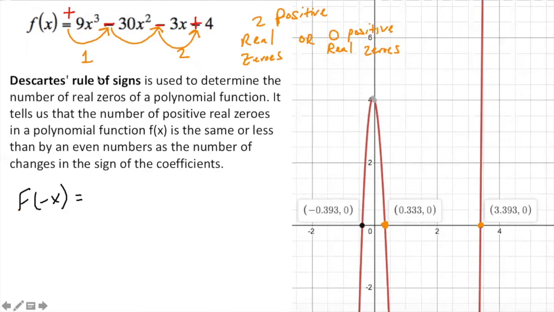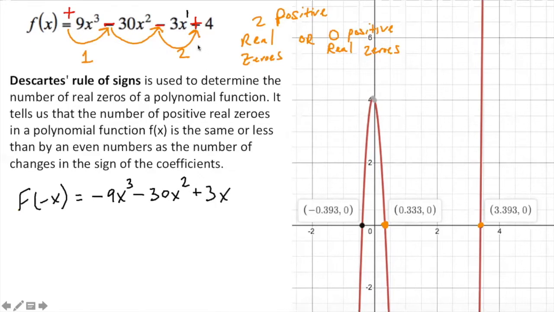So here we had positive 9x cubed. Since that's an odd power, 3 is odd, we're going to flip the sign to negative 9x cubed. Next we have minus 30x squared. Since that's an even power, we're going to leave it alone, minus 30x squared. Next we have minus 3x. Remember, that's x to the first power. So since 1 is odd, we're going to flip that sign. So instead of minus 3x, it's going to become plus 3x.